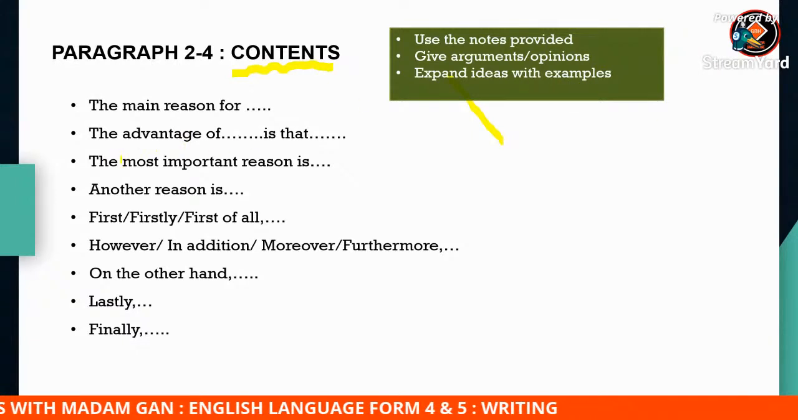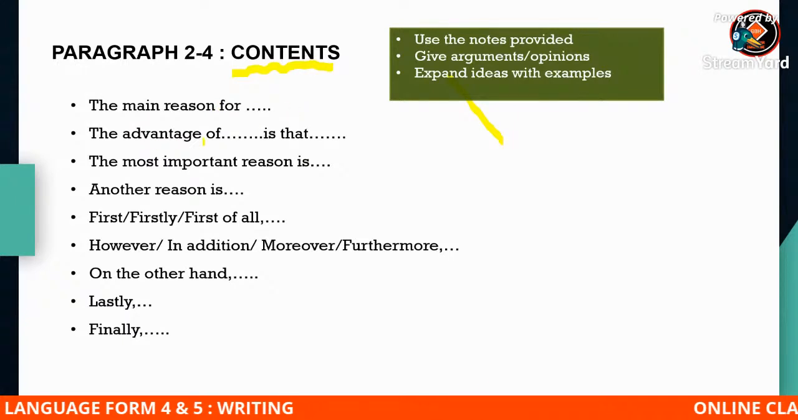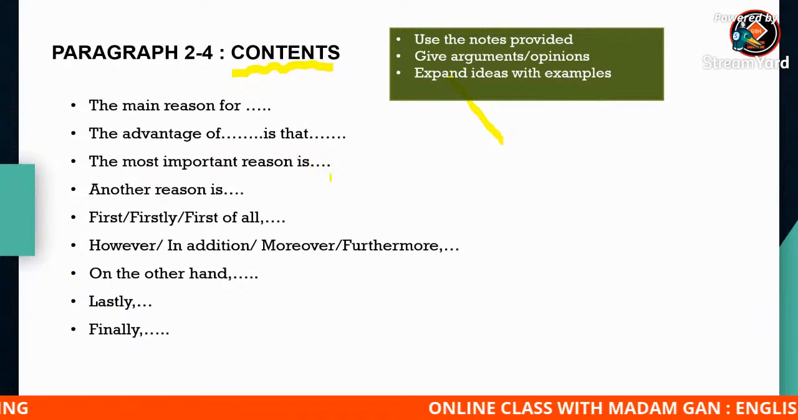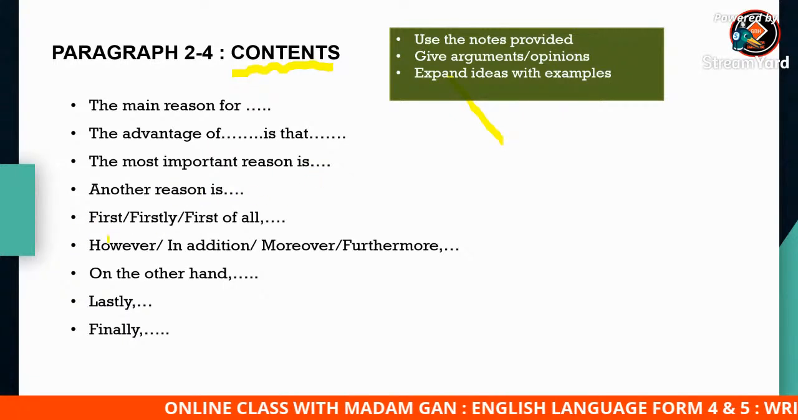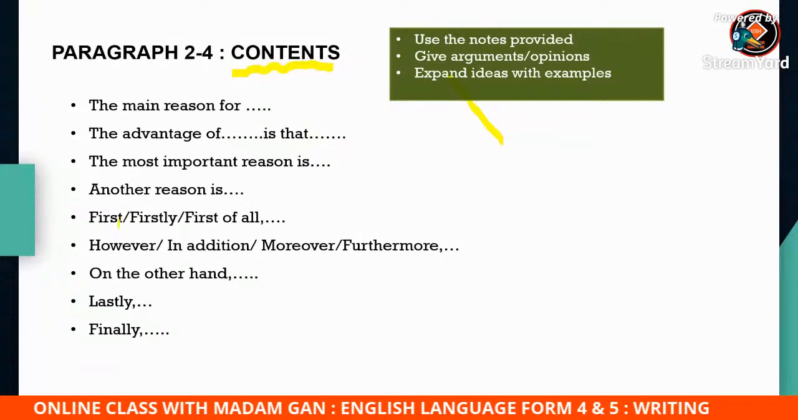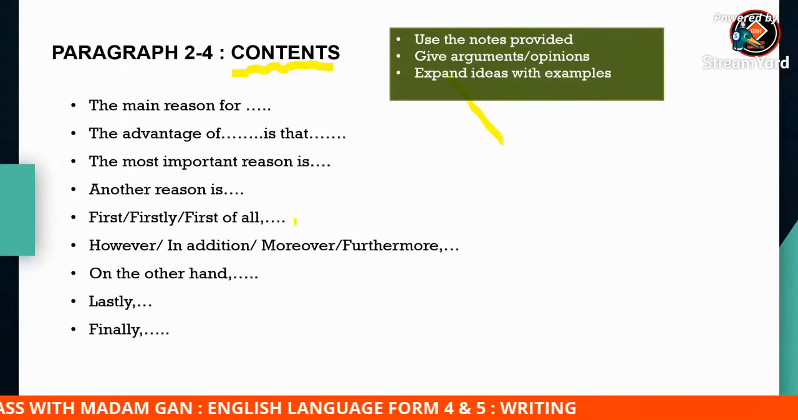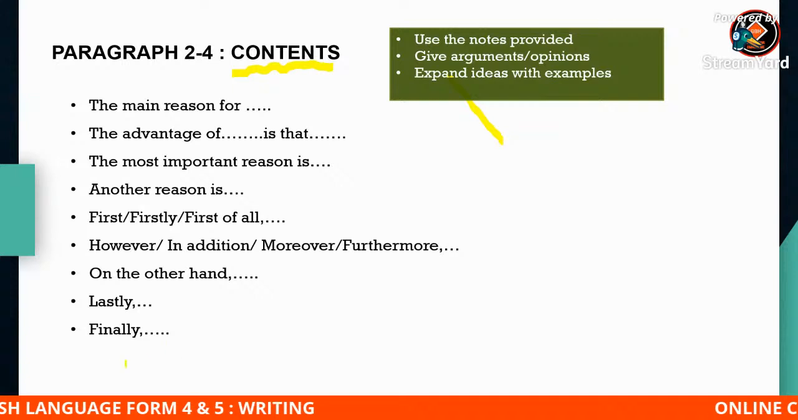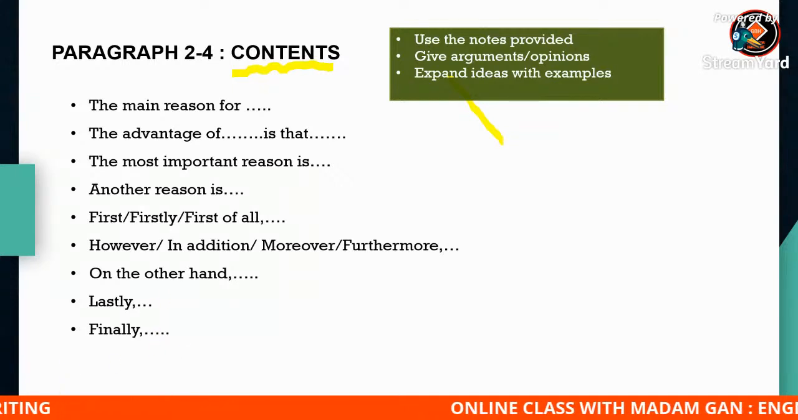Okay, so now let's look at the phrases. The main reason for, the advantages of is that, the most important reason is, another reason is, and then remember to use your connectors and linkers. Firstly, first of all, however, in addition, moreover, furthermore, on the other hand, and then lastly or finally.